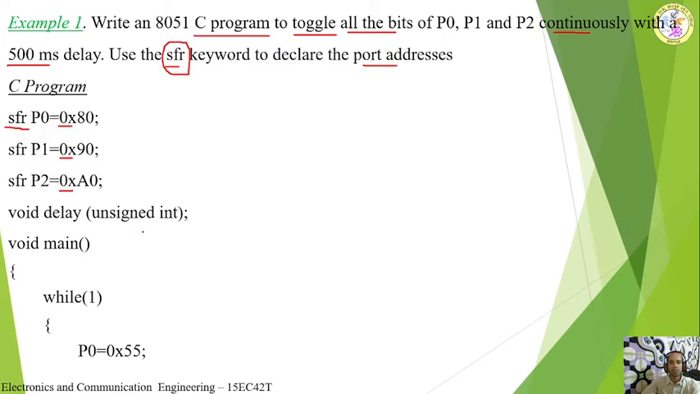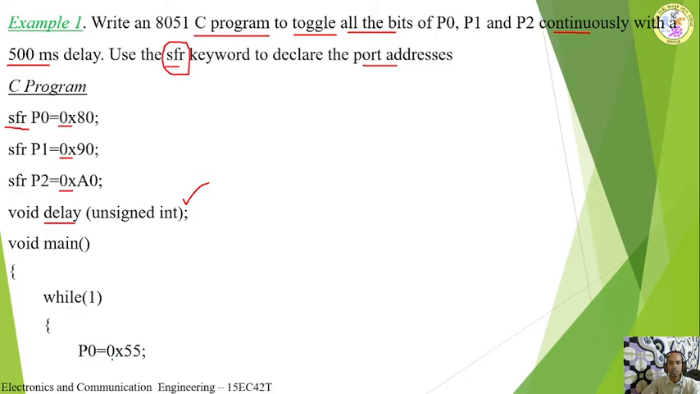Then void delay unsigned int. This is the function prototype. This delay function is used to generate a delay of 500 milliseconds. Then we have the main function, void main. Return type is void. Enter inside. So while 1, this is for the infinite loop because it runs continuously. Put everything inside the while 1.